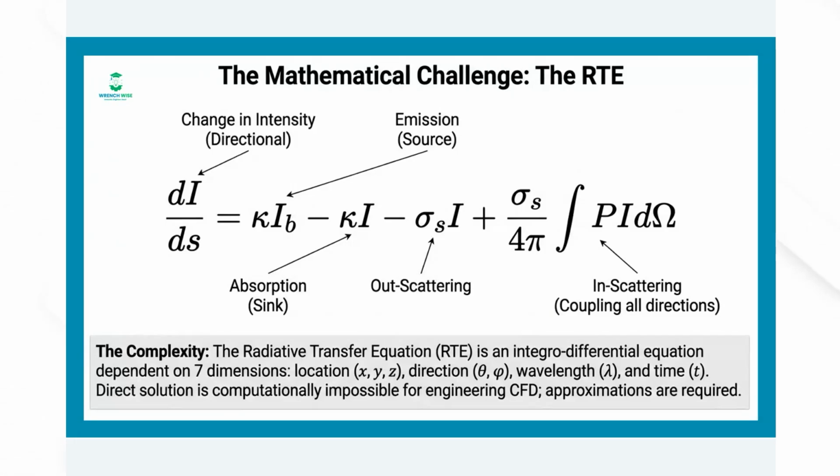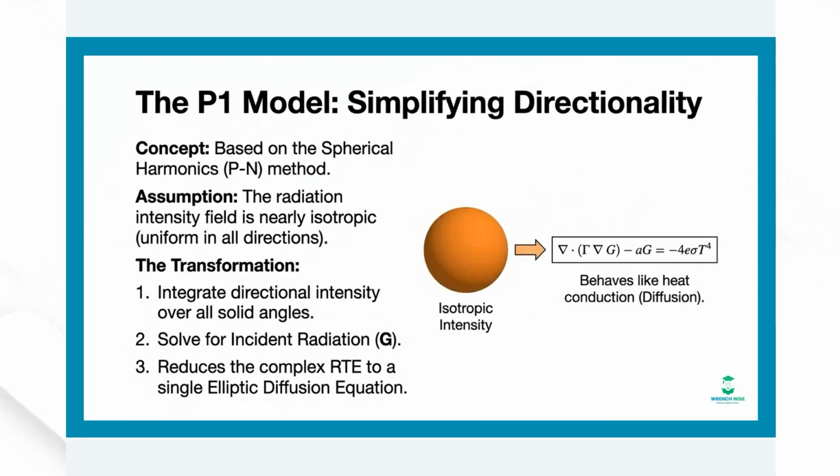Now, because a direct solution is computationally impossible for engineering timelines, we are forced to use approximations. So we'll discuss 2 different models here. This is the P1 model and your FVDOM model. For the P1 model, we just saw that the full RTE is computationally quite brutal because it depends on precise angles. The P1 model essentially becomes the first strategy here.